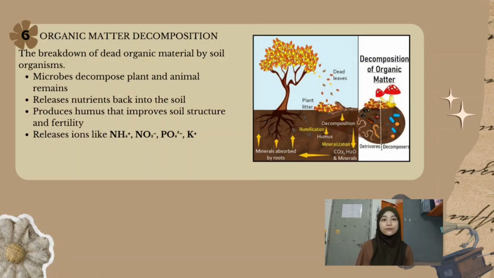These reactions are influenced by the breakdown of organic matter, which is the focus of the next process. Organic matter decomposition is the breakdown of dead plant and animal material by microorganisms and soil fauna. This biological process is carried out by bacteria, fungi, and earthworms, which break down complex organic compounds such as cellulose, lignin, proteins, and fats into simple substances.